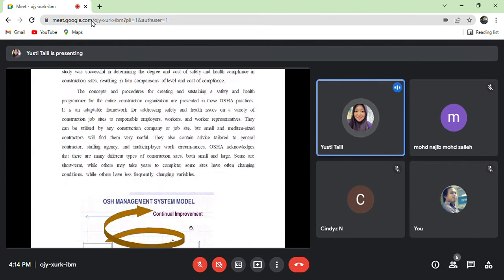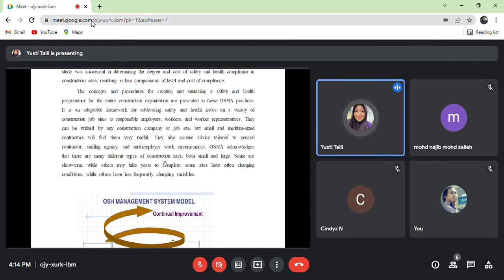The concept and procedure for creating and sustaining a safety and health program for the entire construction organization are presented in this OSHA practice. It is an acceptable framework for addressing safety and health issues on a variety of construction job sites to responsible employers, workers, and workers' representatives. They can be utilized by any construction company or job site, but small and medium-sized contractors will find them very useful. They also contain advice tailored to general contractors, staffing agencies, and multi-employer work circumstances.